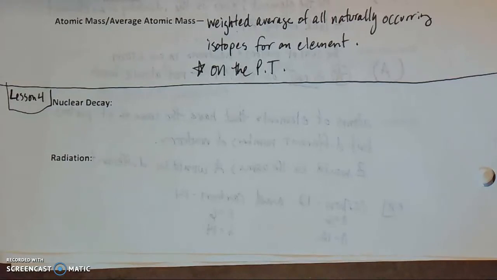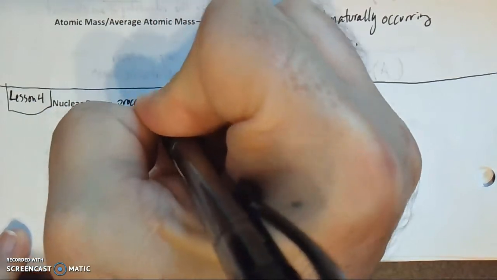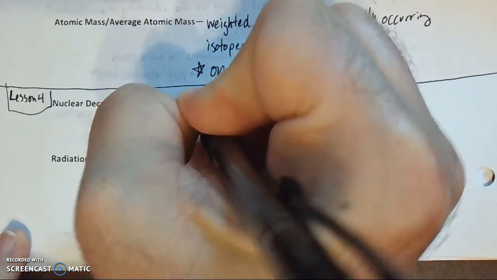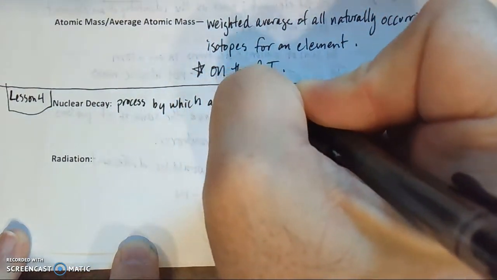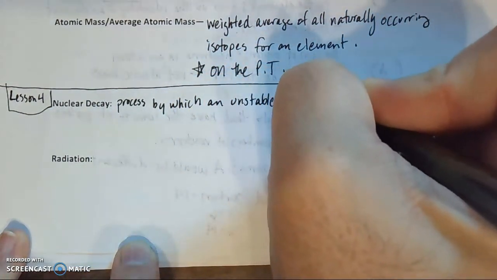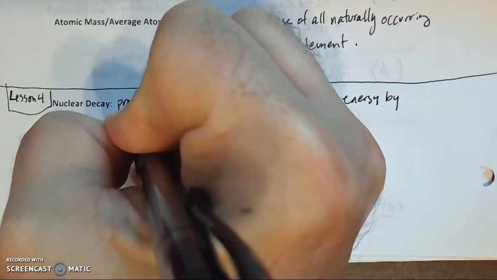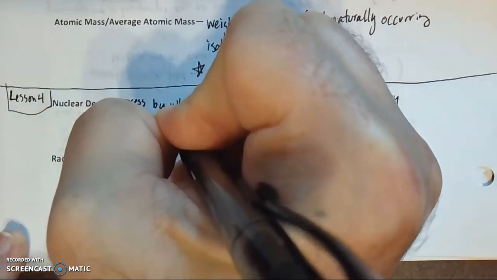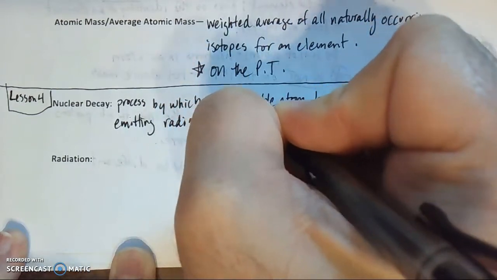So in this video, we're going to begin talking about nuclear decay. And nuclear decay is a process by which an unstable atom loses energy by emitting radiation to become more stable.